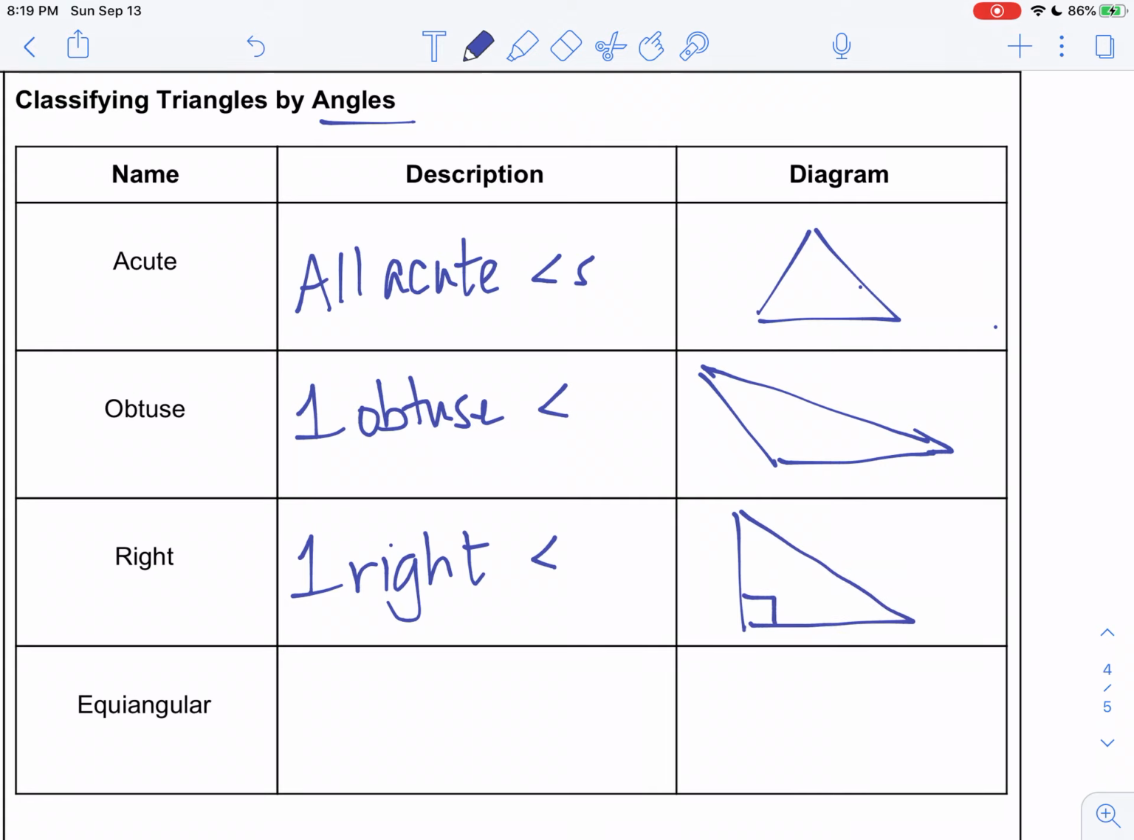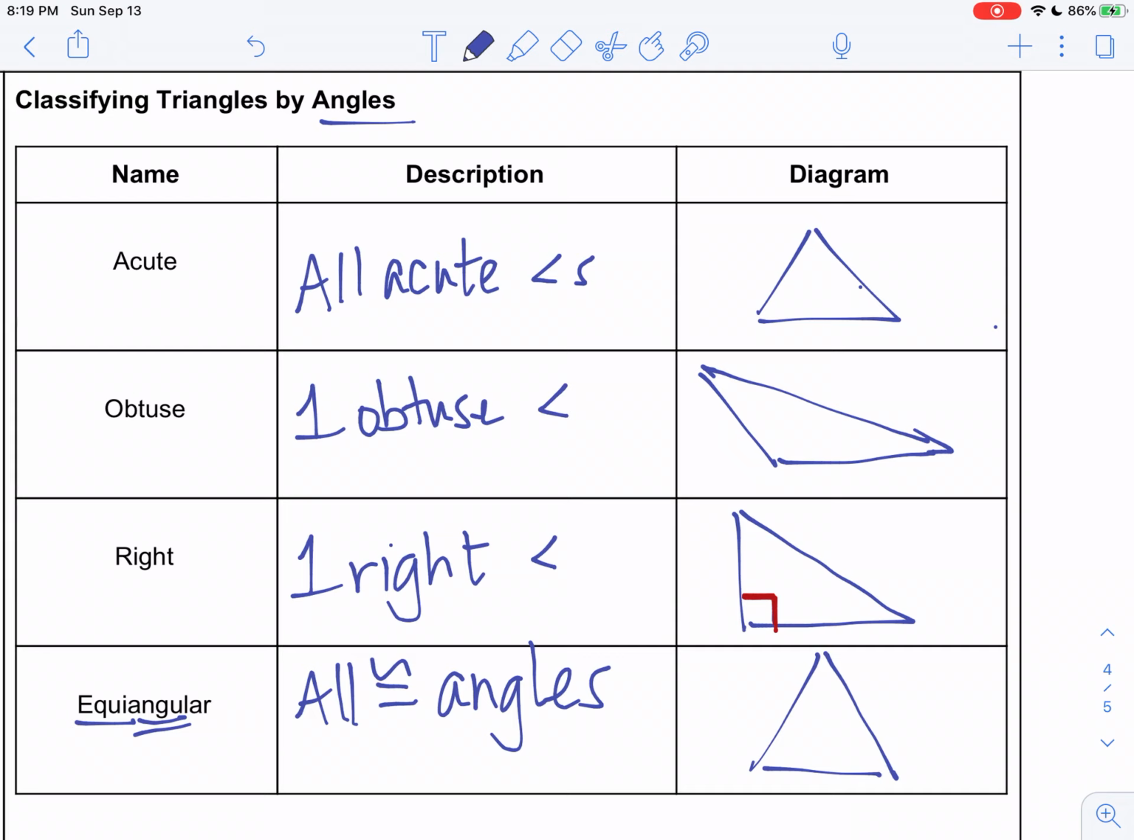So here's our right angle, and notice that I'm using a little box piece to show that I truly have a 90-degree angle. And last but not least, an equiangular triangle: equi meaning equal, angular meaning angle. We have all congruent angles, or 3 congruent angles. So we draw this out, and if I want to show that I have 3 equal angles, I would do that half circle piece or the half circle dash.